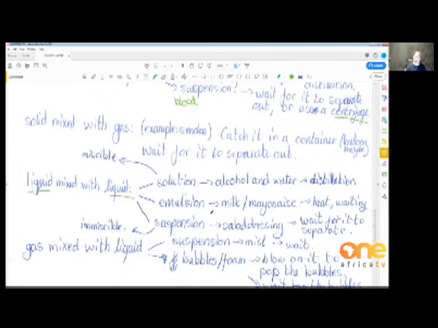So here again, it depends what kind of a liquid mixed with what kind of a liquid. If it's a solution, which means the one has dissolved into the other, this is called a miscible fluid mixture, which means it's two different kinds of fluids that mix into each other. So this could be something like alcohol and water mixed together. They dissolve into each other very easily. So here we could literally separate them out by using distillation.